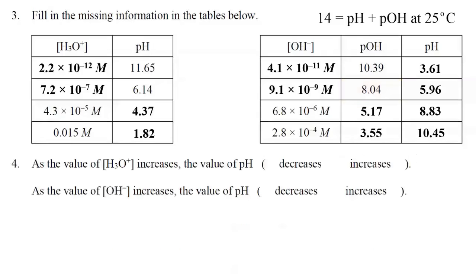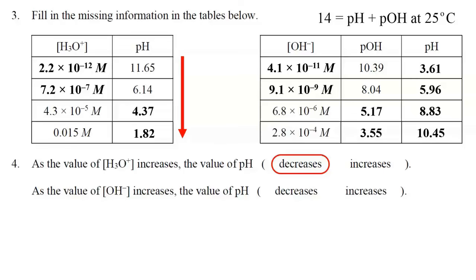Now, question 4 does not require any calculations, but we are looking at a trend in these two tables. So take a look at the concentration of the hydronium ion in the table on the left. Let's go from top to bottom in that table. Hopefully you can see that the concentration of the hydronium ion increases from top to bottom. Now, what happens to the pH values? They are decreasing. So as the value of the concentration of the hydronium ion increases, the value of pH decreases.